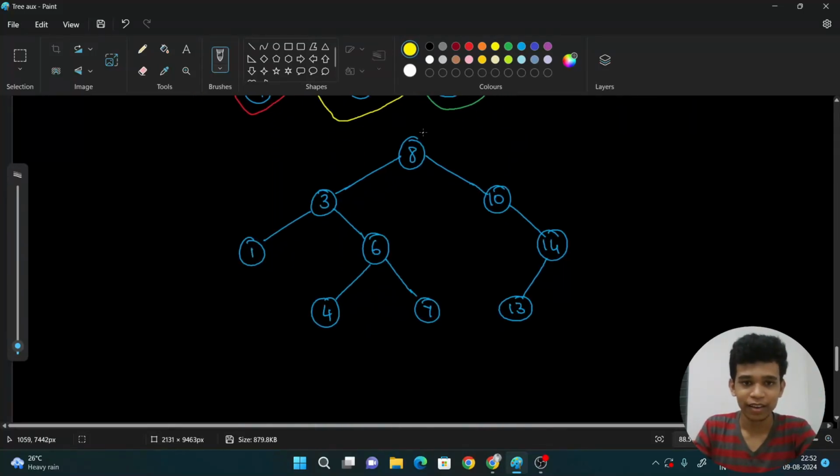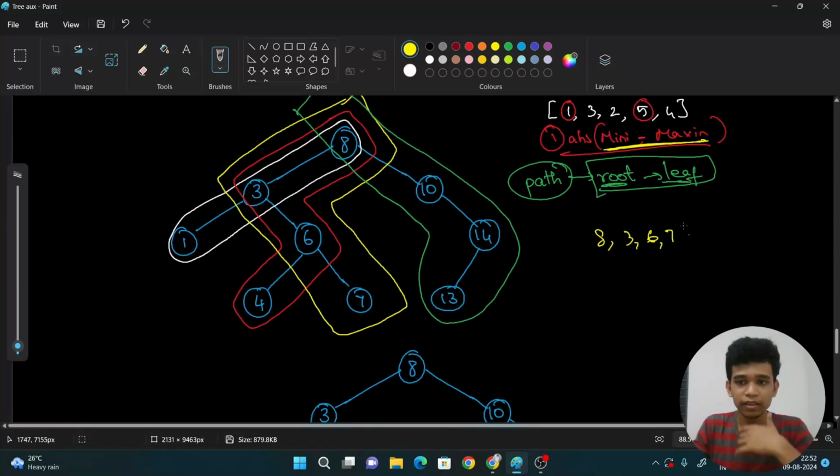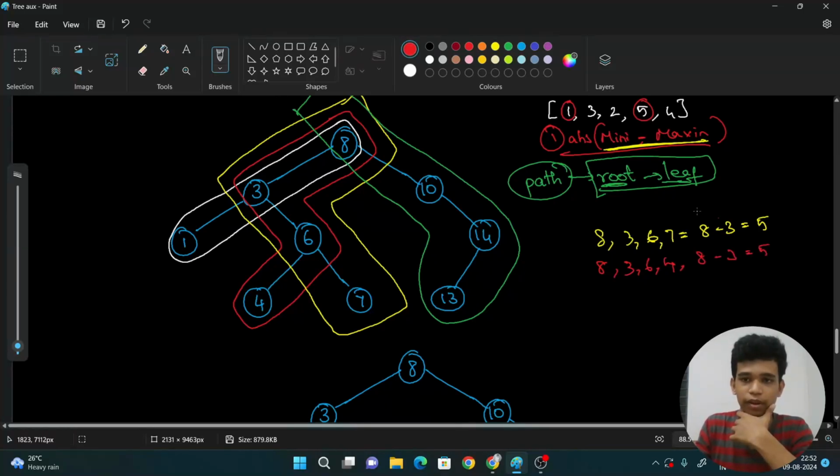If this yellow color path is 8, 3, 6, 7, these can make a pair, right? In this, what should I take? To get the maximum difference, I can take 8 and 3, which gives a maximum difference of 5. Now come to the third path. The maximum difference: I can take 8 and 3 here also, so it will be 5. Okay, now again, what can we take?